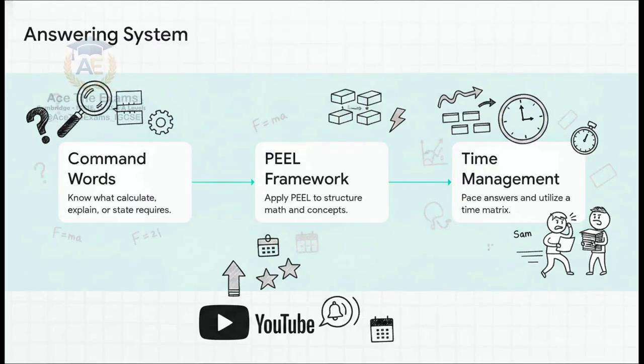So, bringing it all together, here is your complete physics answering system. Step 1. Command word decoding. You need to know exactly what calculate, explain, or state actually requires from you. Step 2. Apply the Peel framework to structure your math and your concepts so you don't lose those crucial vector signs. Step 3. Utilize a time management matrix so you don't end up rushing like Sam or overwriting like Alex.